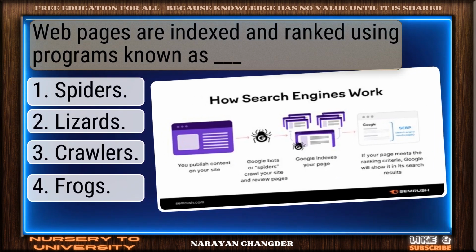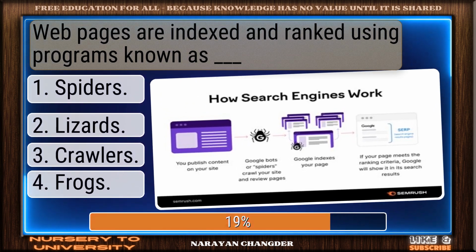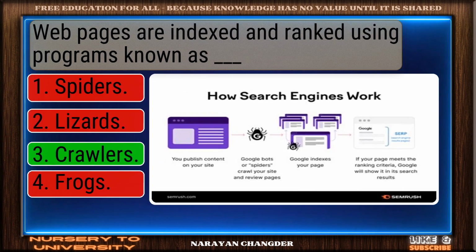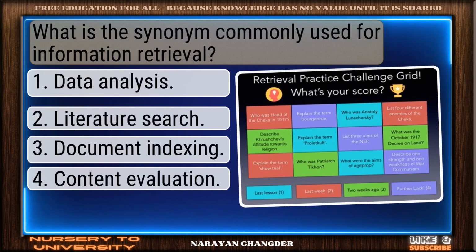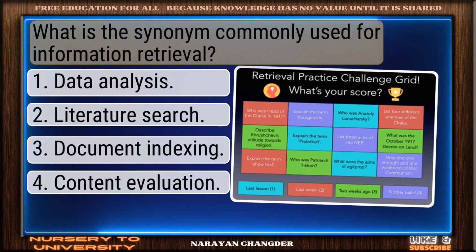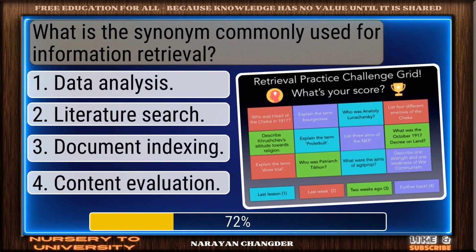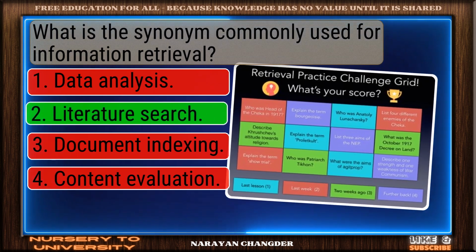Web pages are indexed and ranked using programs known as dash. Correct. Crawlers is the right answer. What is the synonym commonly used for information retrieval? Solid response. Literature search is a valid choice.